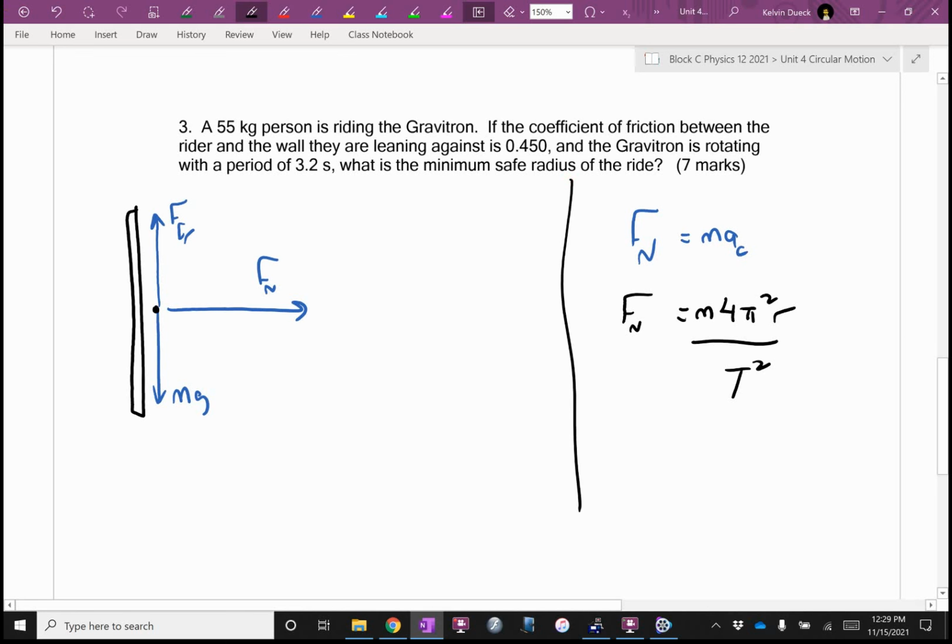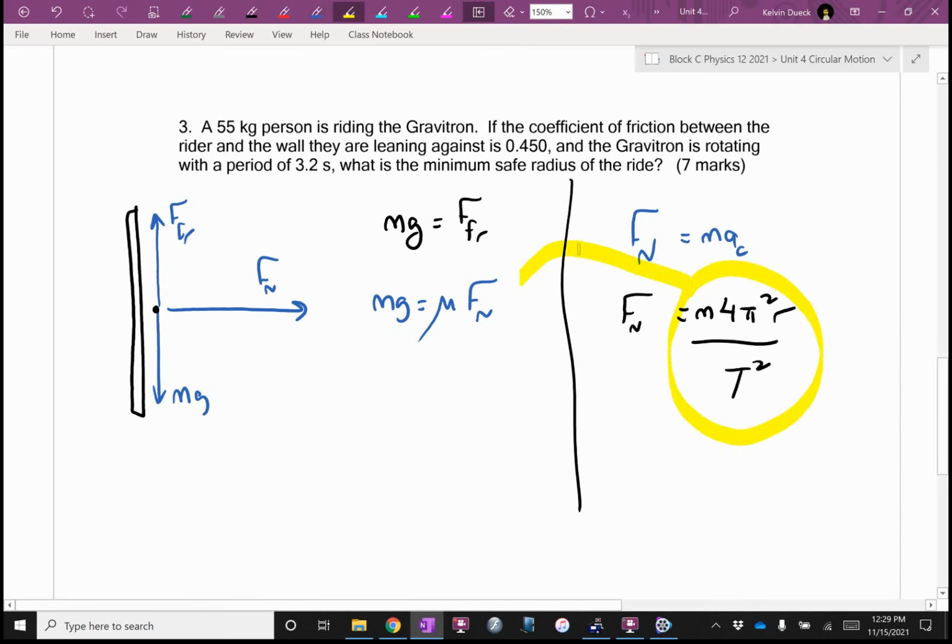But what I can do is write a second equation. I can write a vertical force equation. And the vertical force equation says mg equals friction. It says mg equals mu times the normal force. Now I have a choice. Deegan, if you wanted to, you could move this expression for the normal force and stick it right into there. And you'd have mu m 4 pi squared r over t squared.